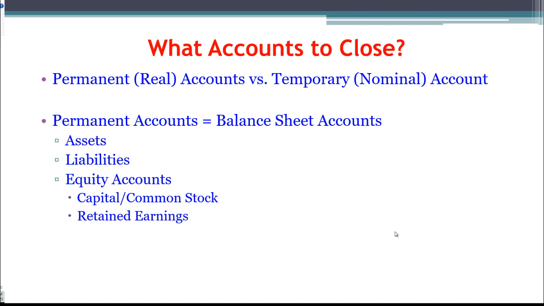So we have a couple of different categories of accounts we're going to talk about. First, we have what are known as the permanent or real accounts. And then second, we have the temporary or nominal accounts. Those permanent accounts are balance sheet accounts, which include the assets, the liabilities, and most of our equity accounts, the capital or common stock, the retained earnings, but notably, we are leaving out the dividends account itself. That is not a permanent account. It will not keep its balance from period to period.